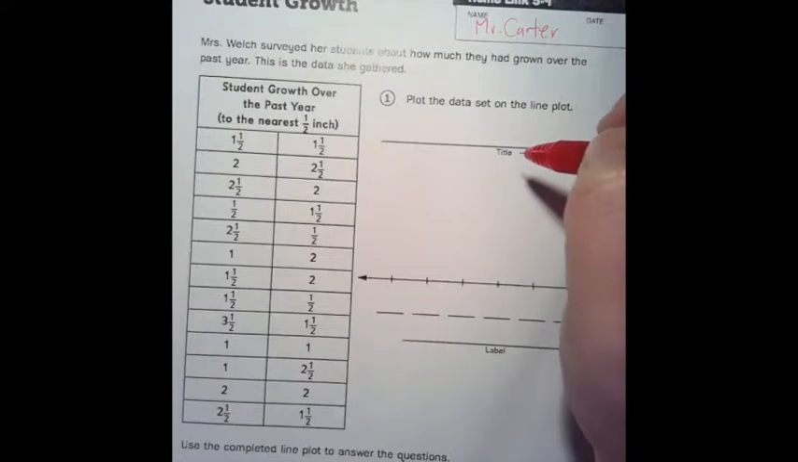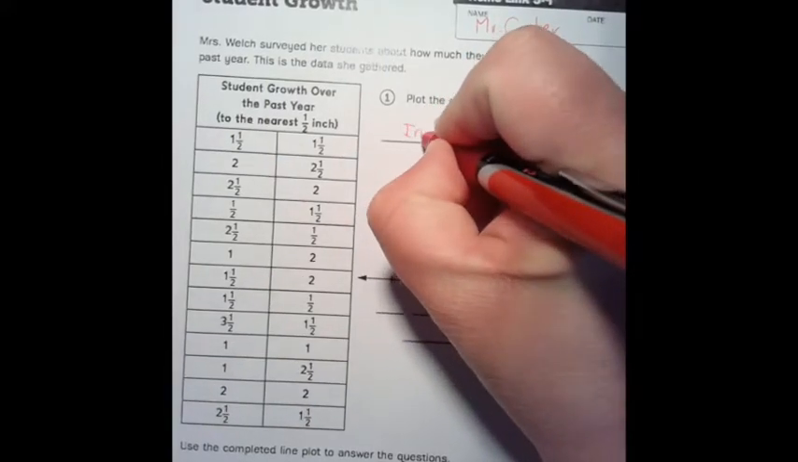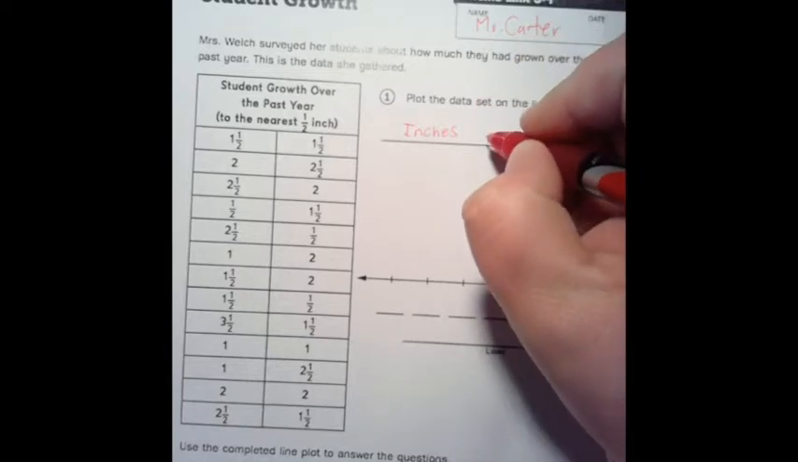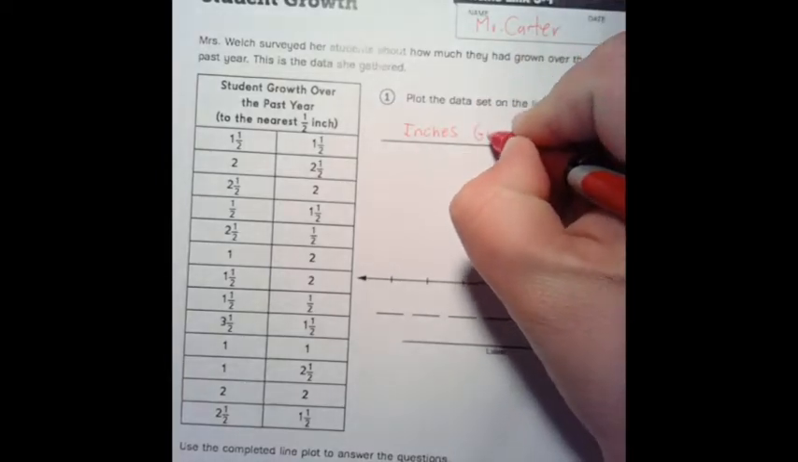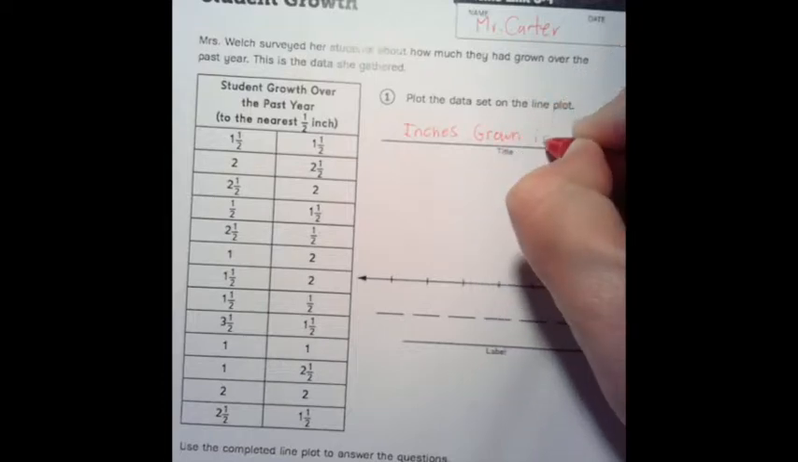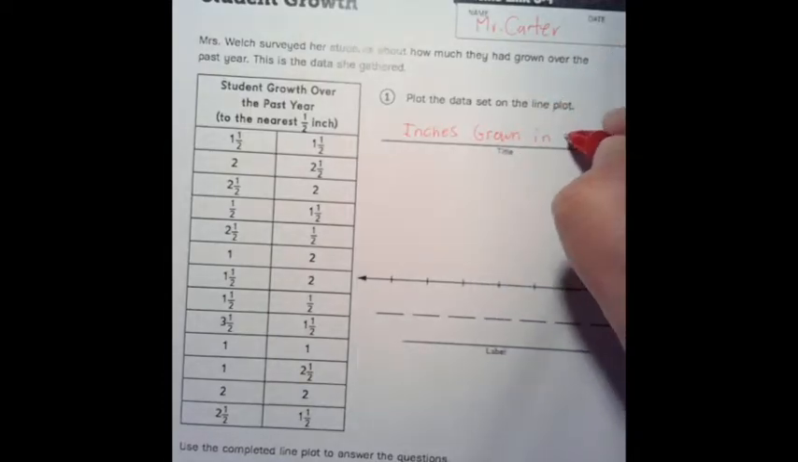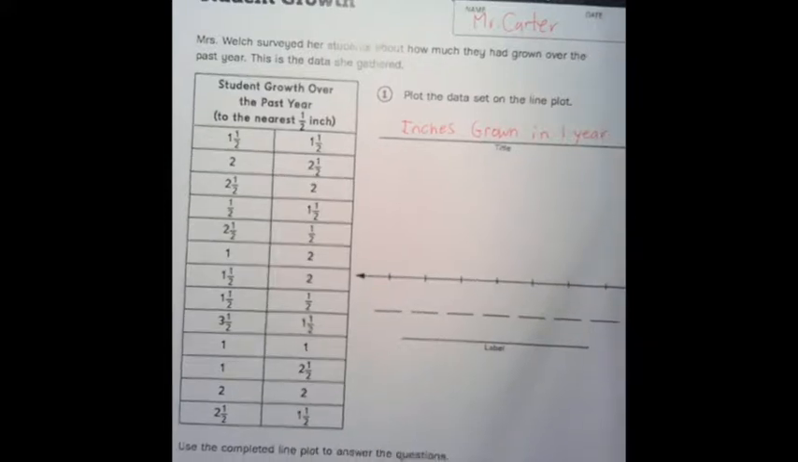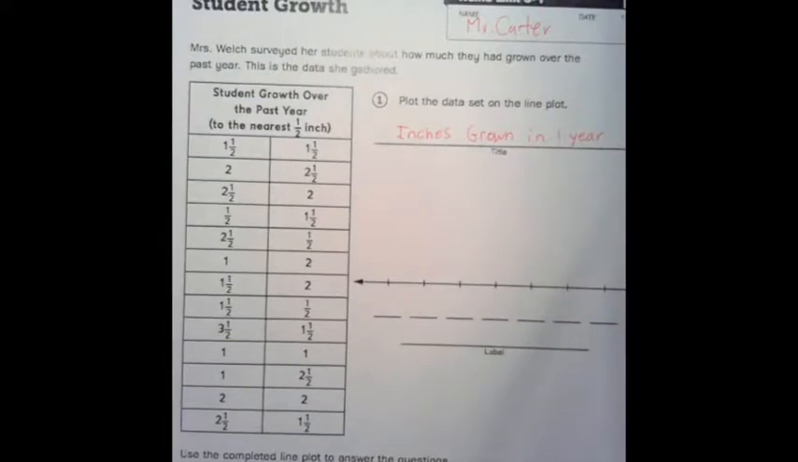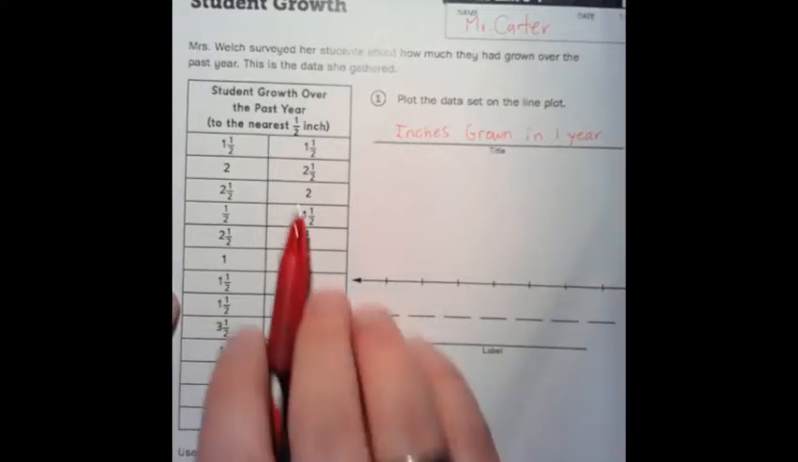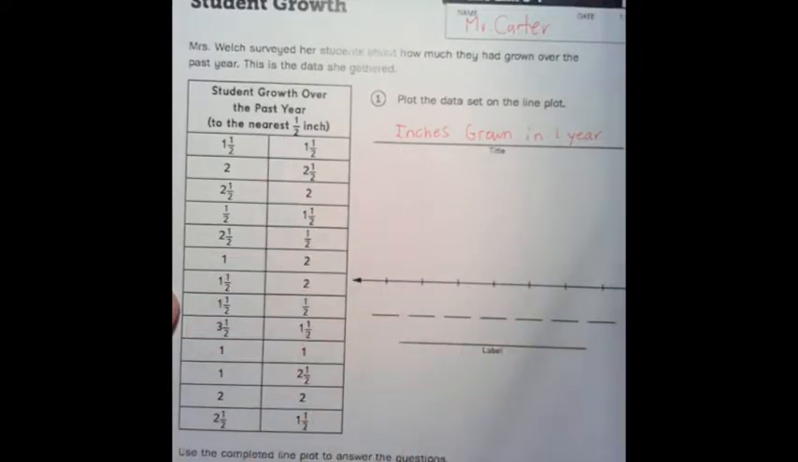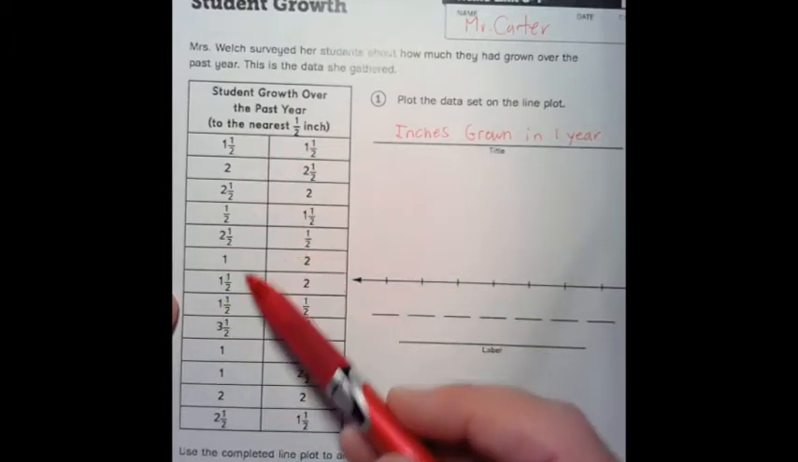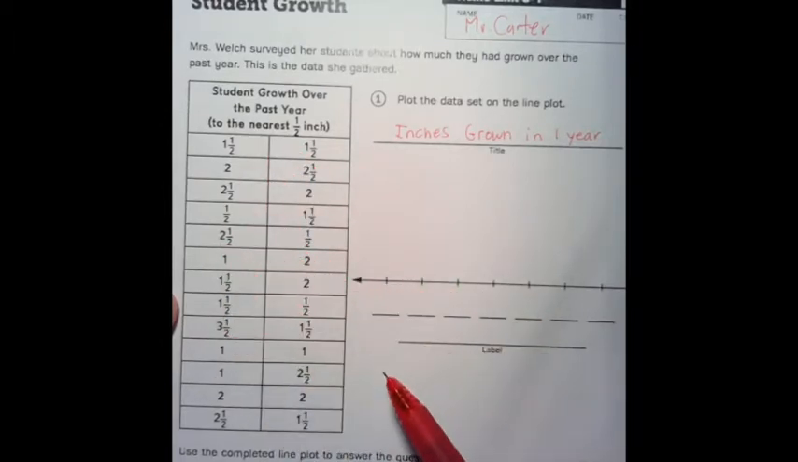First of all, we need a title. So our title would be inches grown in 1 year, because that's what we're measuring here. Okay, so that's our title. And then since we're measuring in half inches, we're going to use half-inch increments. So how do you figure out your lowest versus your highest? You want to look at all your data and see what our lowest piece of data is and then our highest, and then we're going to go from there.